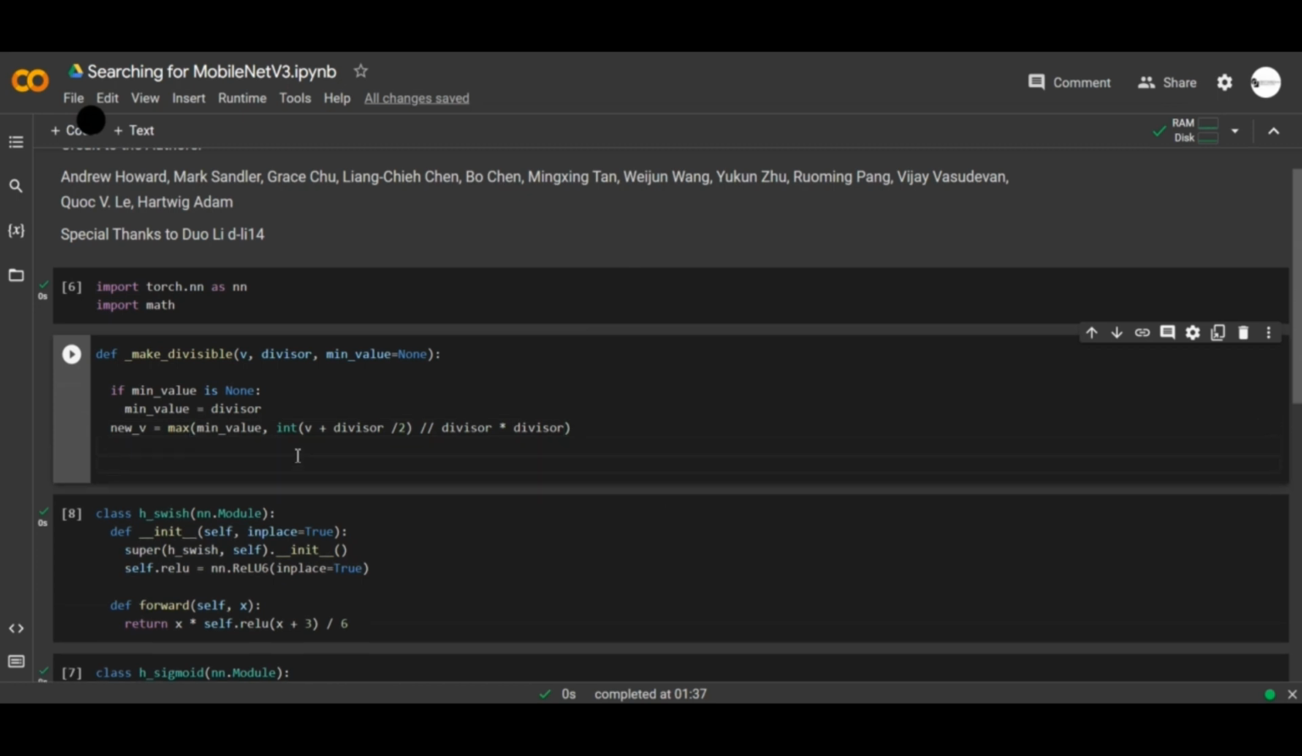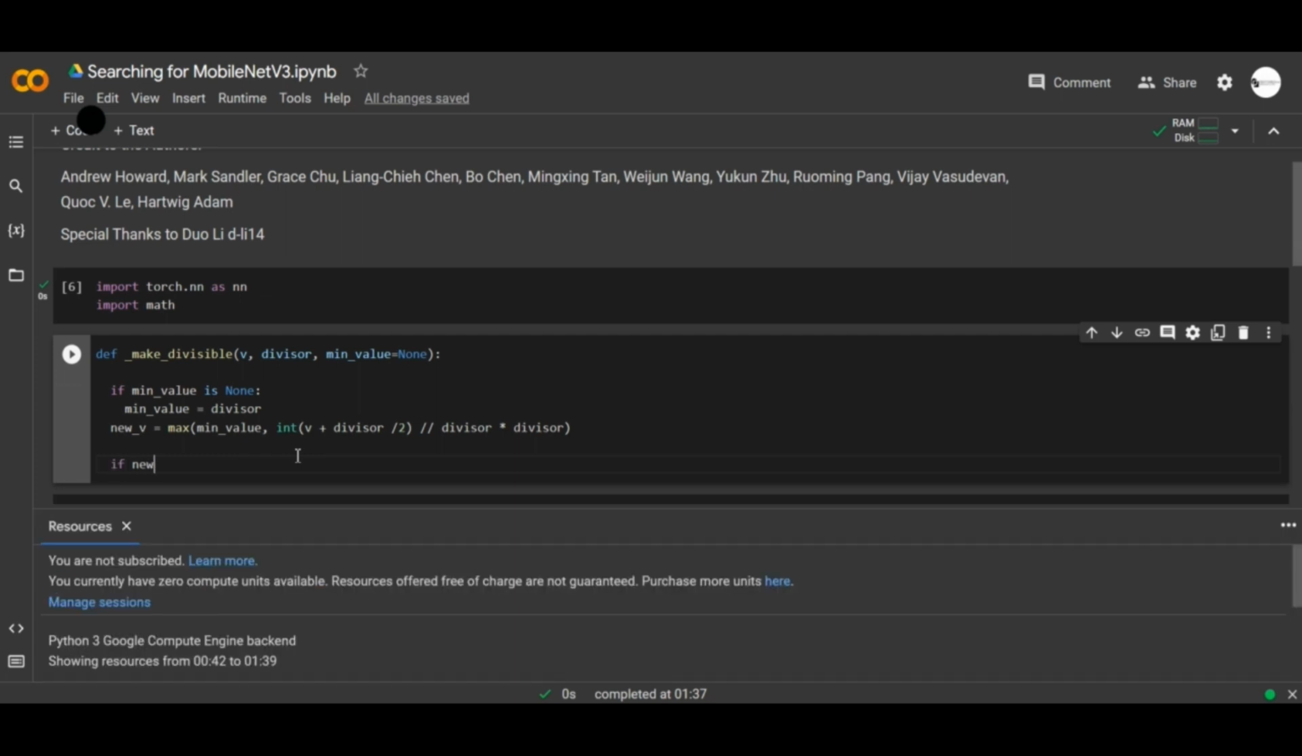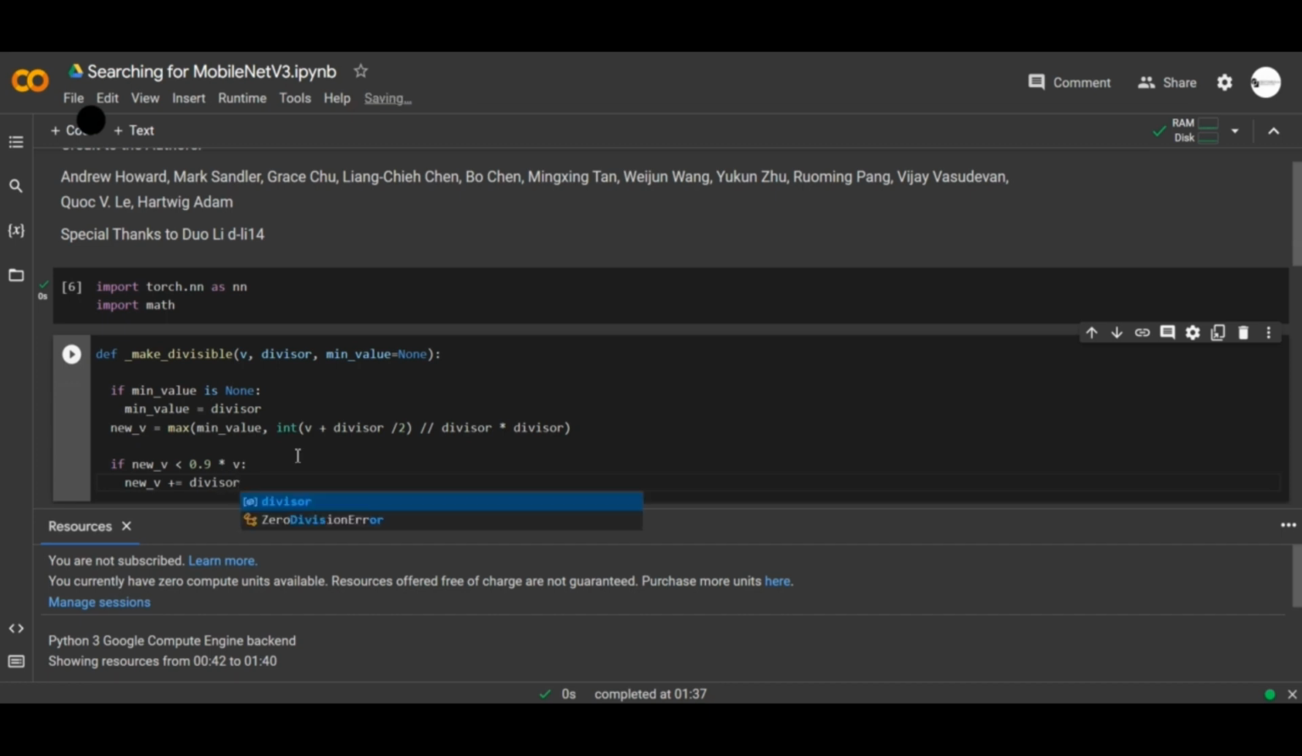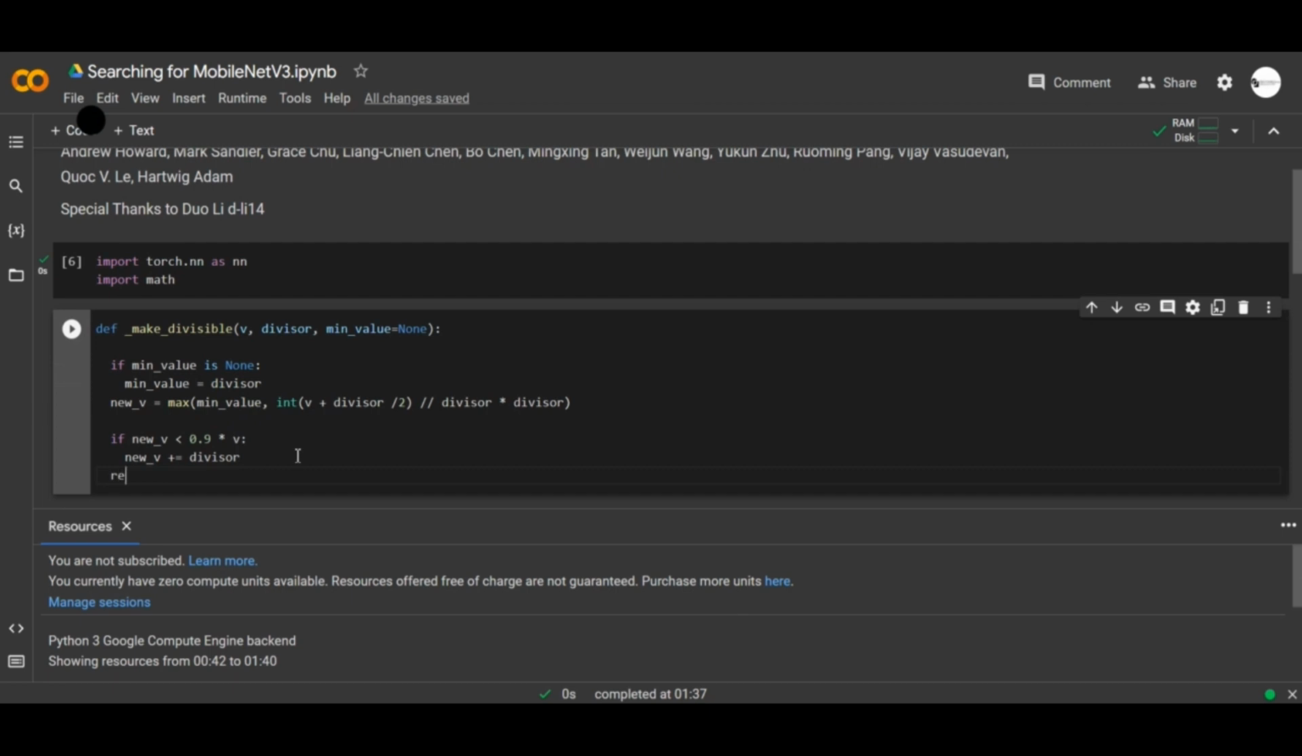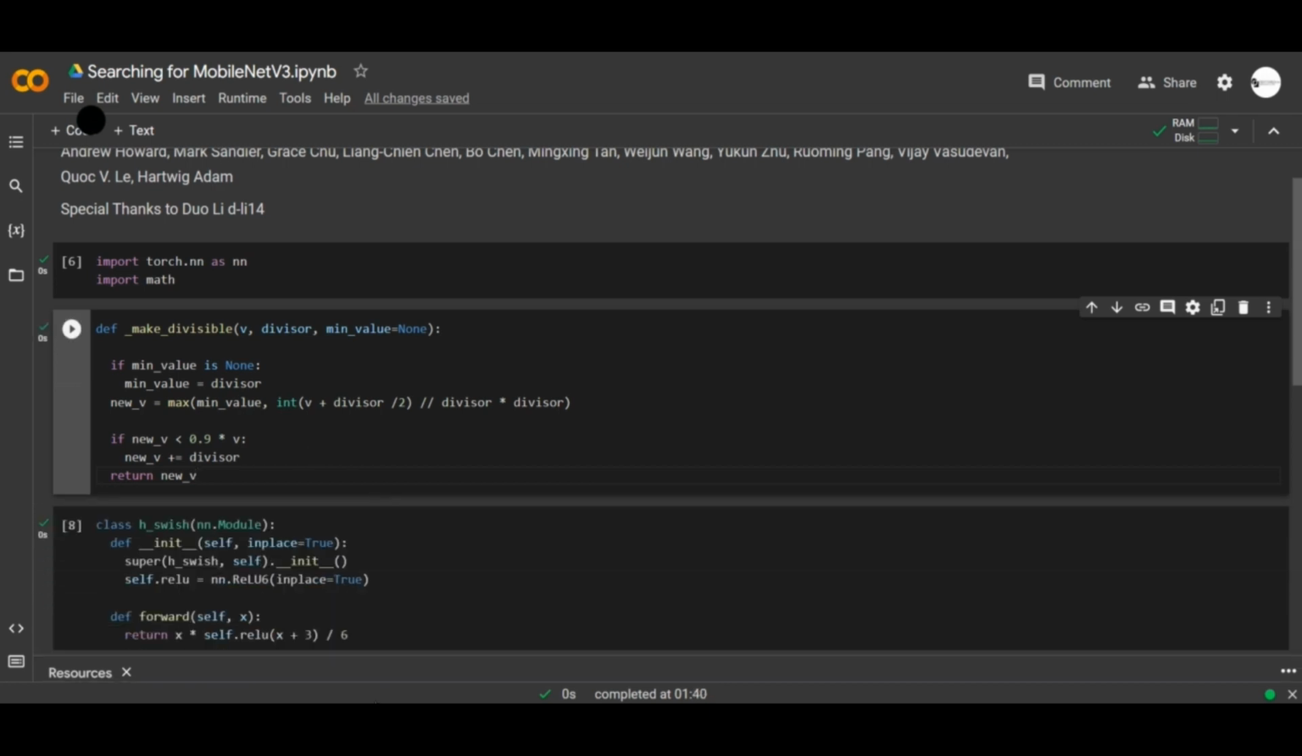We need to make sure that rounding down does not go down by more than 10%. So we're gonna say if new v is less than 0.9 times v, then new v plus equals divisor. Okay, then we return new value like so. Yeah, that's that.